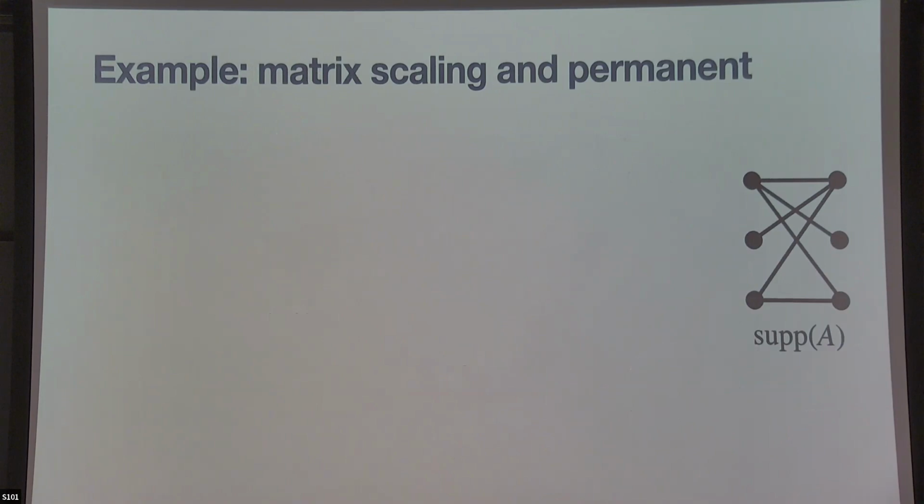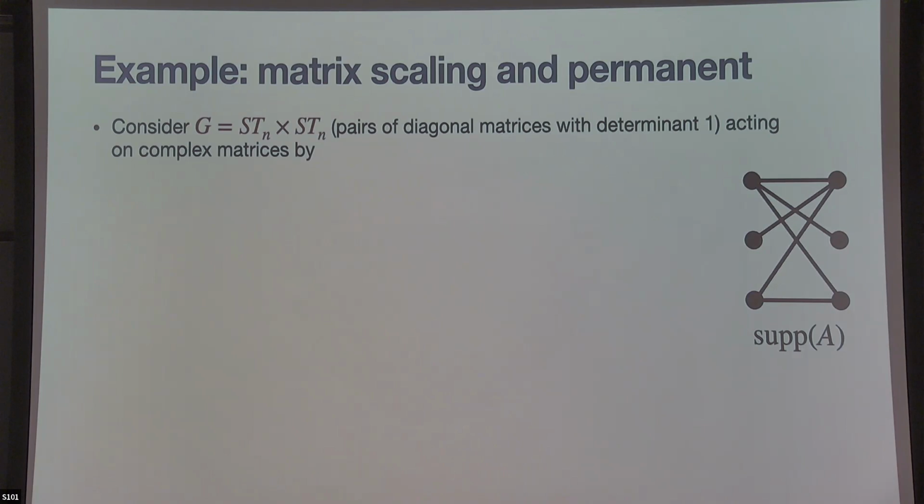Okay, here's an example for an abelian group. One of the cases that we like a lot is the group called S T N. So what is S T N?